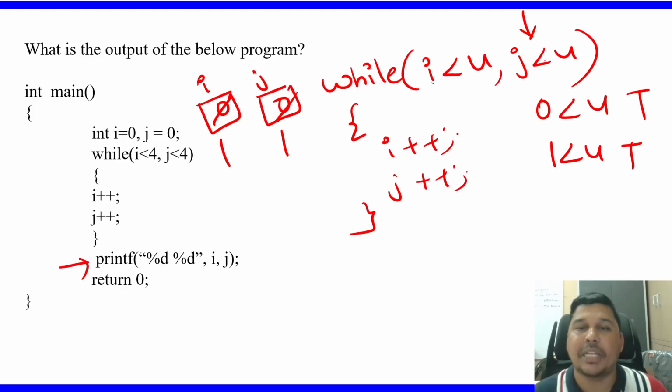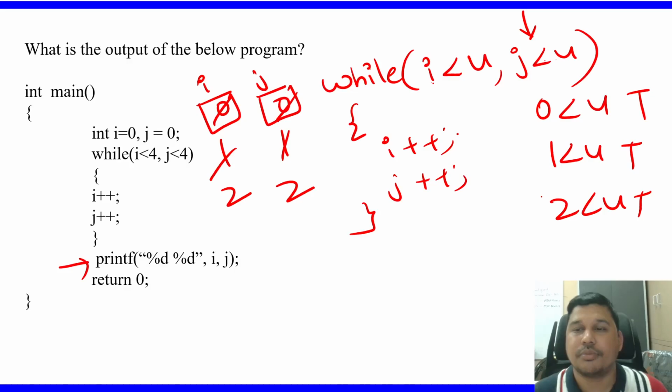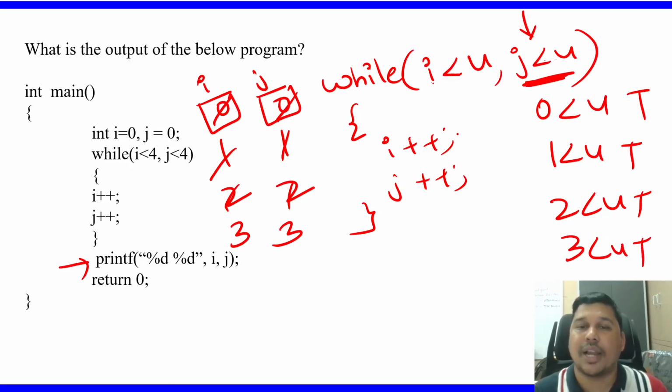Enter the body. Do I plus plus, j plus plus. So this becomes 2. This becomes 2. Go to j. 2 less than 4. True. Enter. Again this becomes 3 and this becomes 3. Again go. So it will check only this value here. So it becomes 3 less than 4. It is true. So it will come down, I plus plus, j plus plus. I value 4, j value 4.